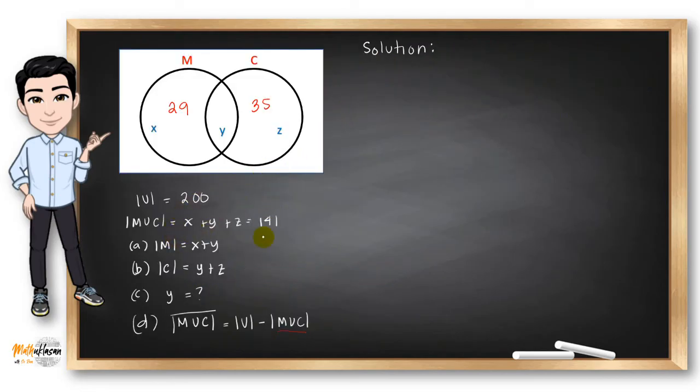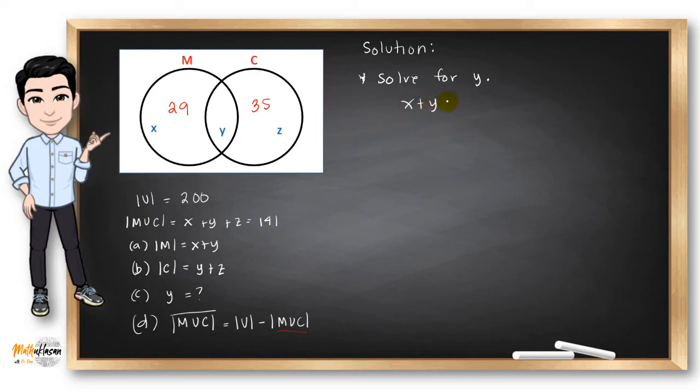Alright, let's start solving for the missing values. So we can see clearly here that to find the cardinality of M, or the number of elements within this set M, we just need to add X and Y. Remember that X is the number of students who drink milk tea only, while Y is the set of students who drink milk tea and coffee at the same time. So for us to find X plus Y, we need the value of Y first. So in order for us to solve for the value of Y, we're going to need this equation.